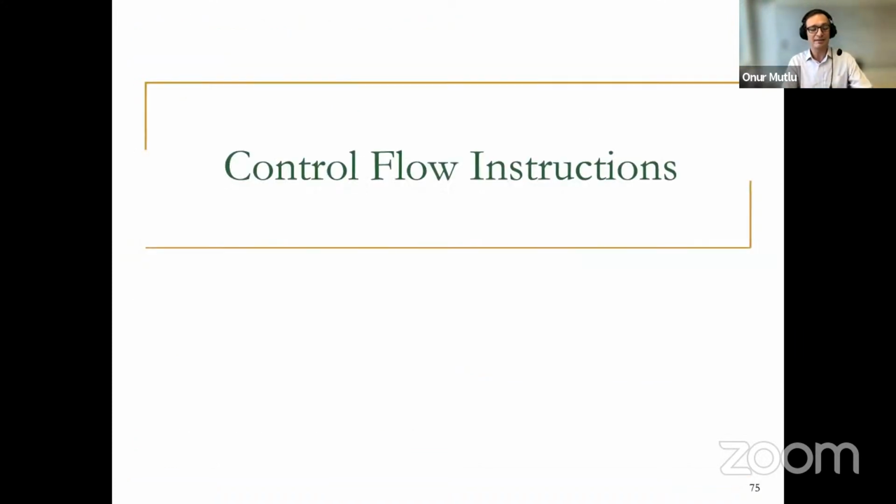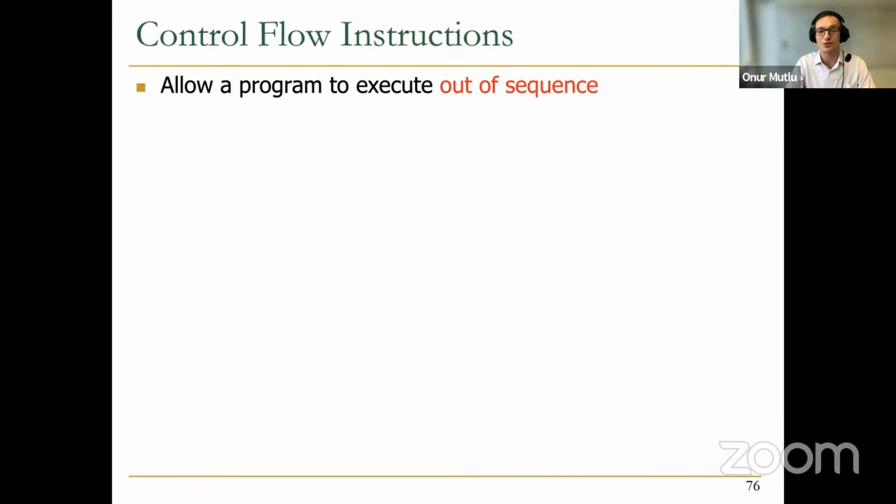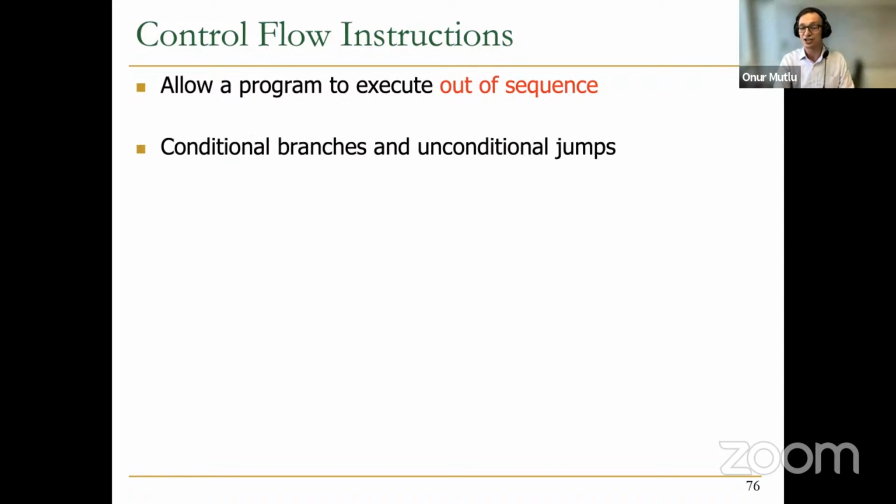Now, in the remaining time, let's talk about control flow instructions, which are actually important because without control flow, we cannot actually change the flow of control in execution, right? And we've already discussed some of them. We're going to discuss more sophisticated conditional branching right now. Basically, control flow instructions, what are those? They allow a program to execute out of sequence. Conditional branches and unconditional jumps are examples.